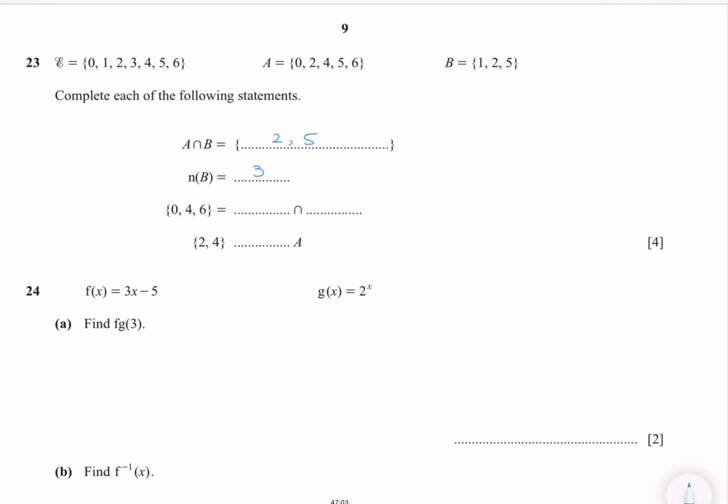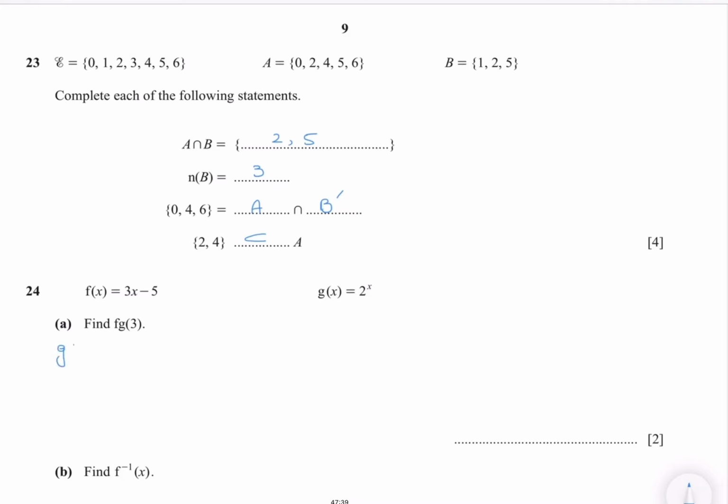0, 4, 6 equals dash intersection dash. So 0, 4, 6, you see is written in set A. So I can say this is A intersection B complement. A intersection B complement means other than B. These 3 numbers are in A, not in B. So not in B means B complement. Okay, 24-A. I can say that 24 is a subset of A.